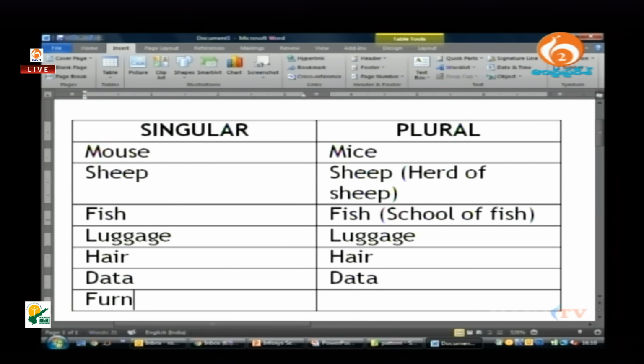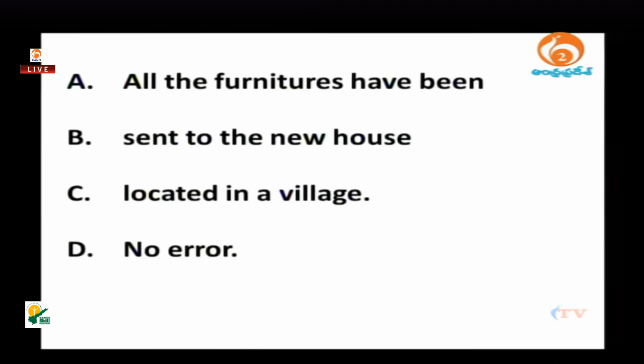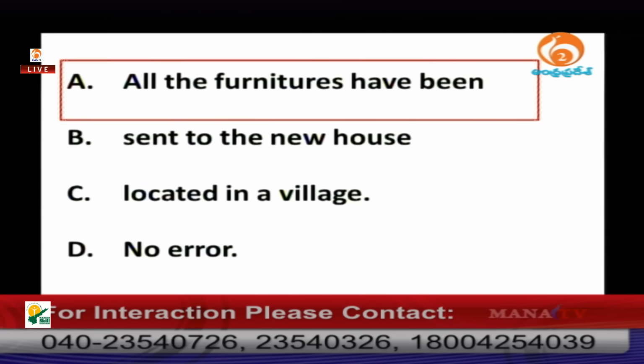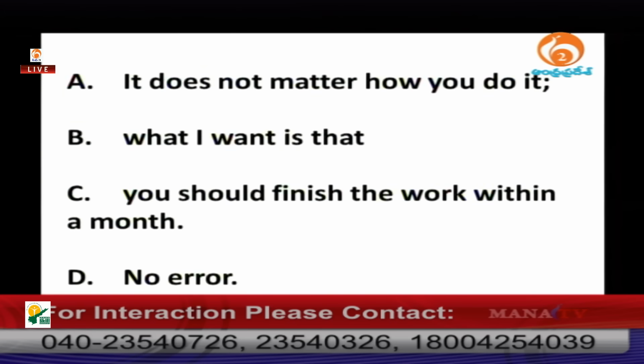When I have a word like furniture, the plural form is also furniture. It's not furnitures. Okay. Now read this. All the furnitures have been sent to the new house located in a village. Just because I am using "all the," I cannot add s at the end of furniture. It's still furniture only. That's why the first one is the stem where there is a mistake. All the furniture have been sent to the new house located in a village.